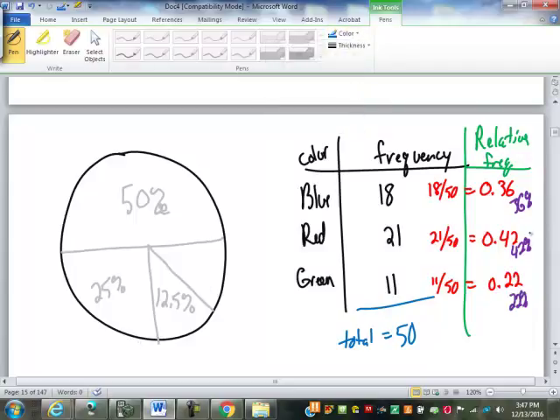For example, 36% here. 25 plus 12.5 would be 37.5. 36% is just less than that. It's probably something like this. That would be the blue.